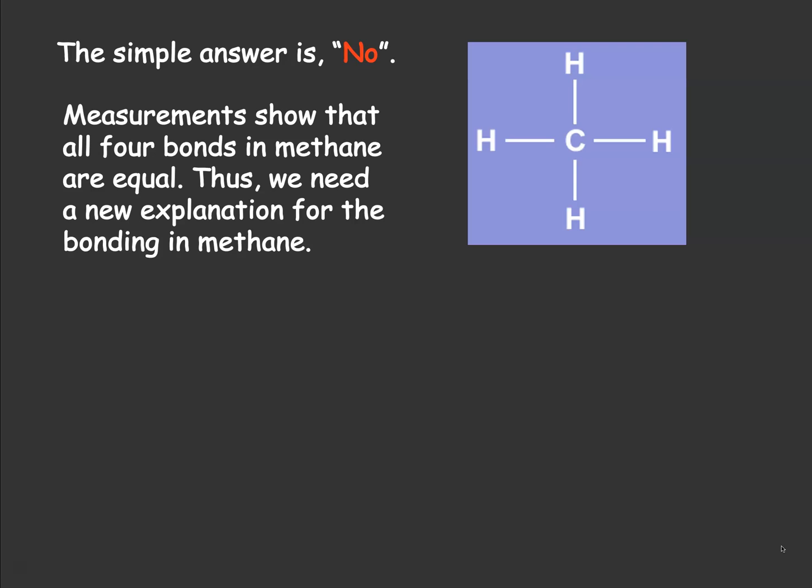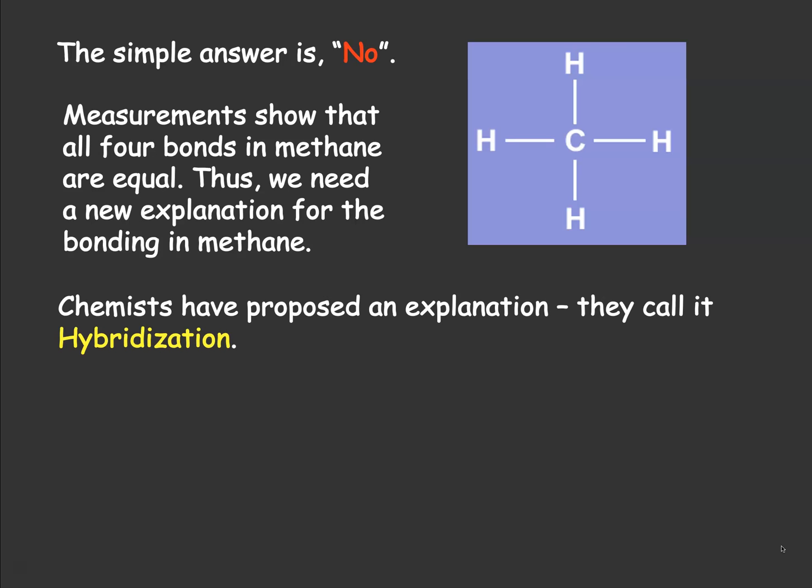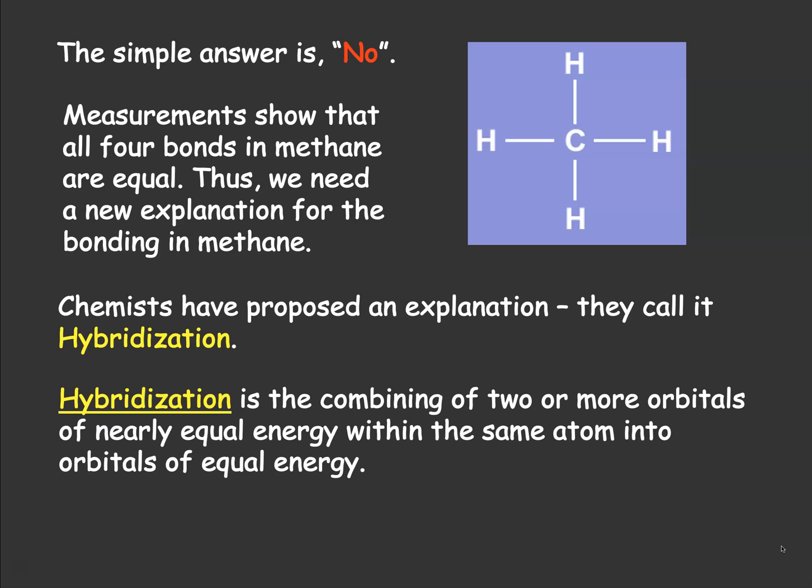So we have to come up with some other explanation to explain what's going on with methane. This is where they proposed hybridization. Mother Nature figured it out a long time ago, but now here we are. So to define it, hybridization is the combining of 2 or more orbitals of nearly equal energy within the same atom into orbitals of equal energy. That is what hybridization is doing.